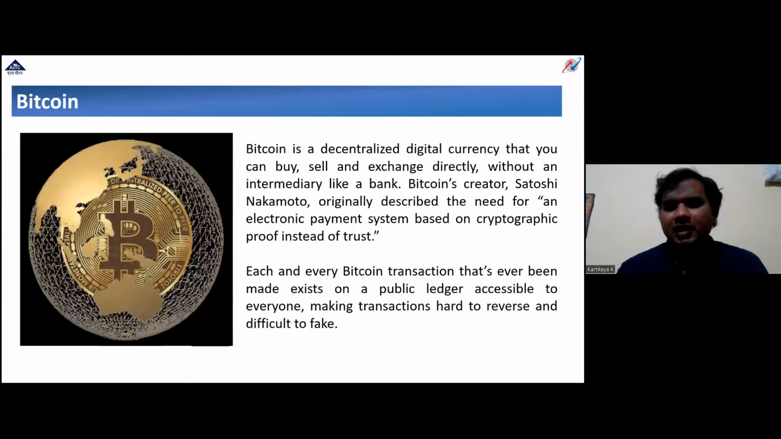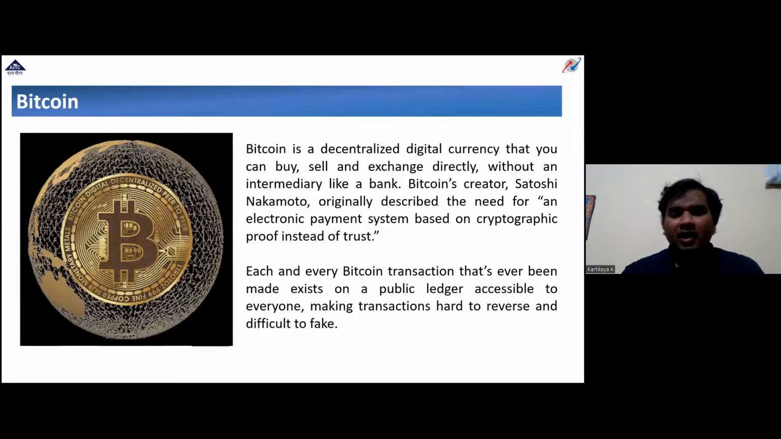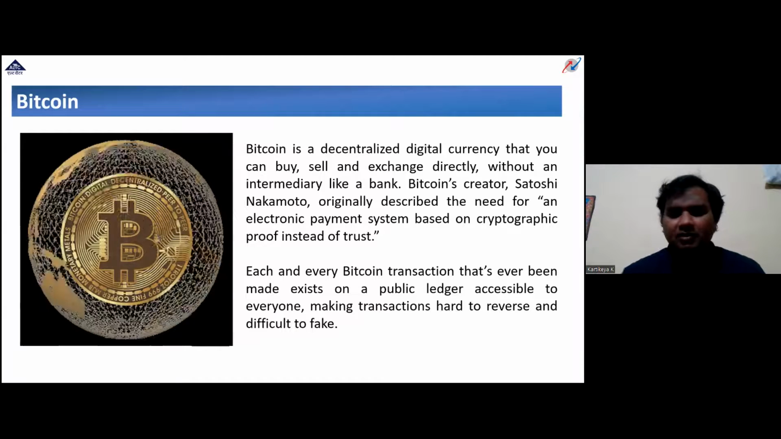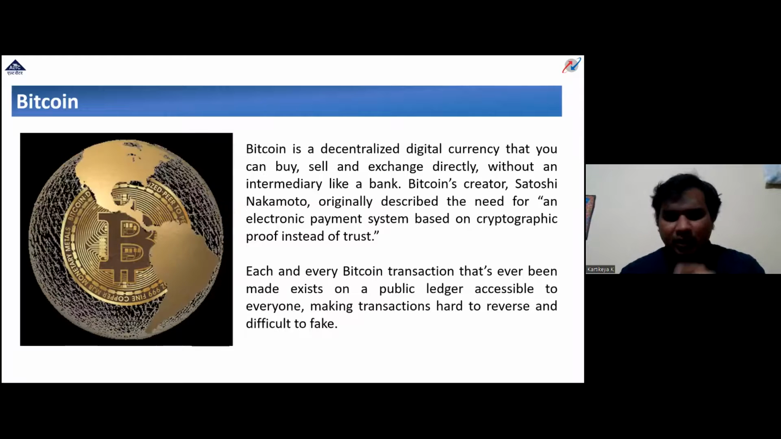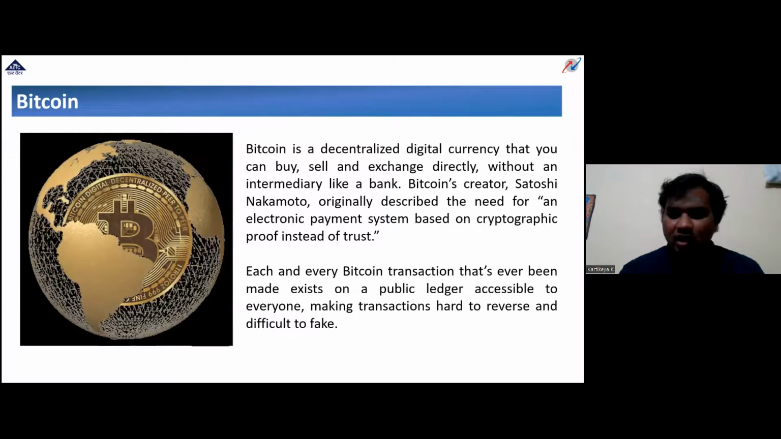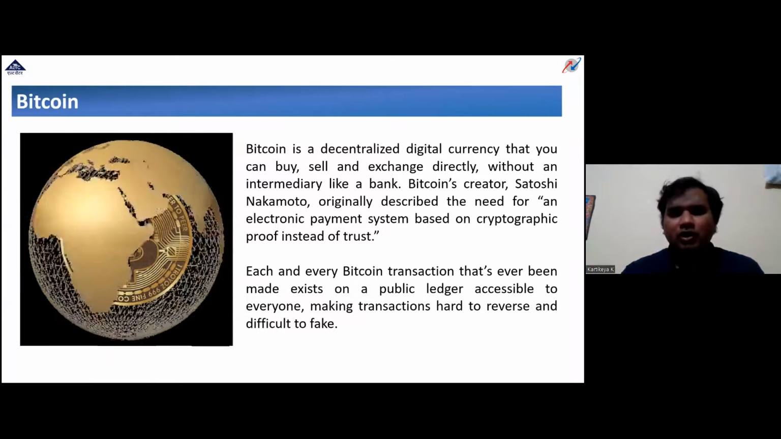Bitcoin's creator, Satoshi Nakamoto, originally described the need for an electronic payment system based on cryptographic proof instead of trust. And one more thing is, the ledgers in the bank are not accessible to everyone. But with cryptocurrencies such as Bitcoin, each and every transaction that has ever been made exists on a public ledger accessible to everyone, making transactions hard to reverse and difficult to fake. So the main advantage of Bitcoin is this: it is accessible to everyone. And the second thing is that the transactions are very hard to reverse.